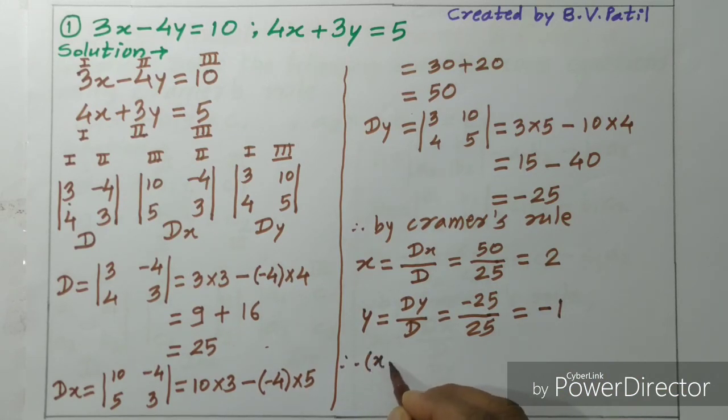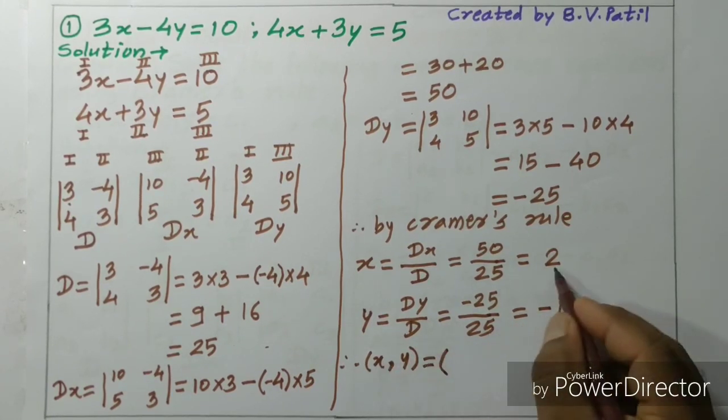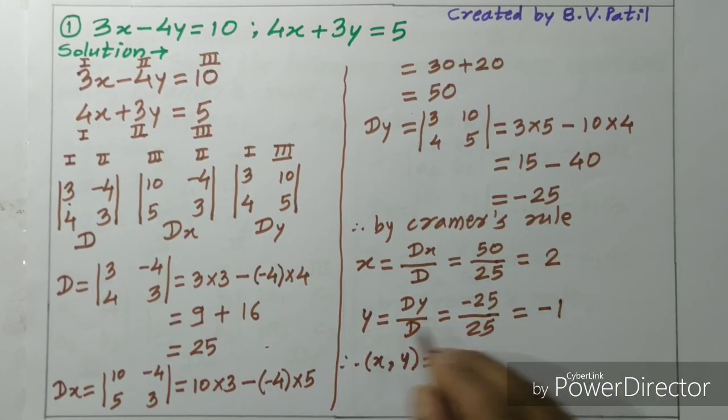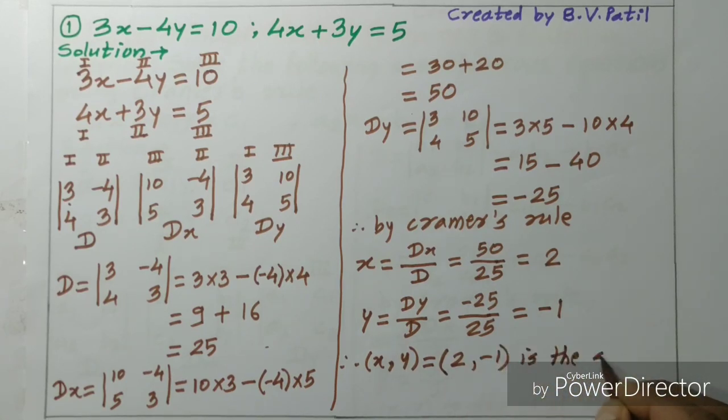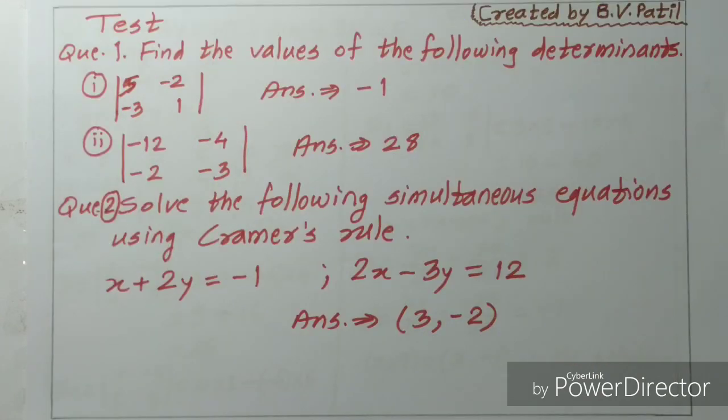Therefore x and y are the variables. The first value of x is 2 and the value of y is minus 1, which is the solution. This is the method of solving simultaneous equations by Cramer's rule. Solve the test. There are 2 questions and their answers are also given. Solve and check the answer.